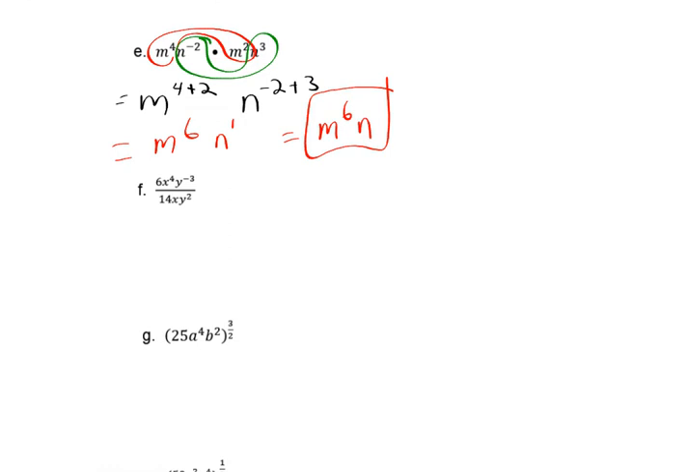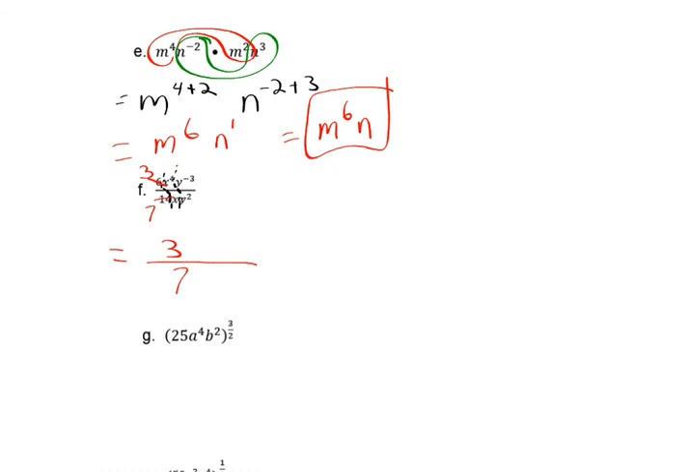Treat these as 3 completely separate fractions. You've got your 6 over 14. You've got your x's, and you've got your y's. 3 completely different fractions. The 6 over the 14, what can I divide the 6 and the 14 by? 2. That's the most I can do. So I'm going to divide out right from here. Gives me 3. Divide out gives me 7. I'll write those in there.